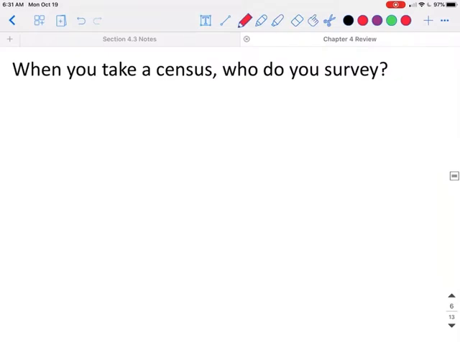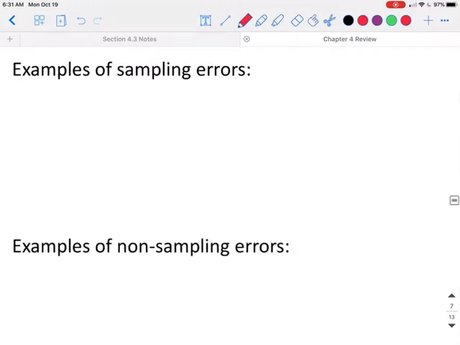When you take a census, who are you surveying? When you take a census, you are surveying the entire population of interest. Give examples of sampling error. Sampling error is when you make an error in how you sample. Examples of this would be using voluntary response or convenience sampling, or if you do a sample that has undercoverage.